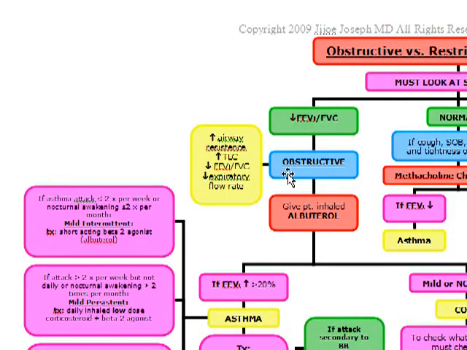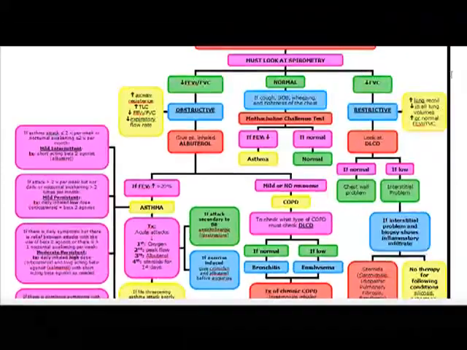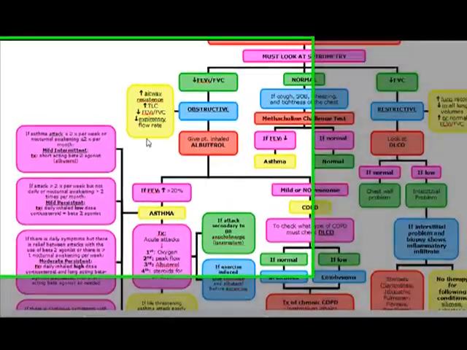And what characterizes obstructive type of diseases? Increased airway resistance, increased total lung capacity, decreased FEV1/FVC ratio, and decreased expiratory flow rate. Now, examples of obstructive type of lung diseases are COPD, asthma, chronic bronchitis, and bronchiectasis.